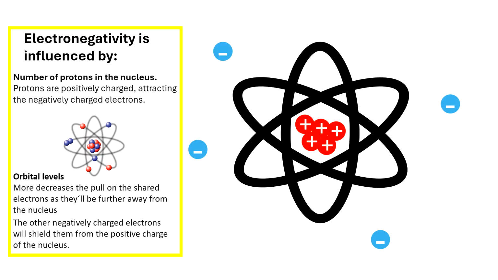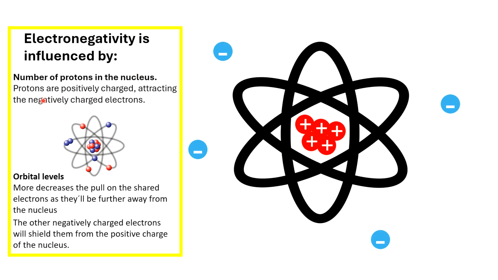We know that a more electronegative atom is going to attract the electrons more to it in a shared bond. But what actually decides whether an atom is more or less electronegative? There are two factors we're going to look at. Firstly, the number of protons in the nucleus.